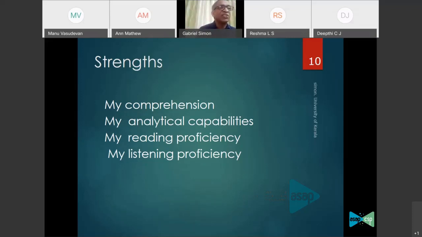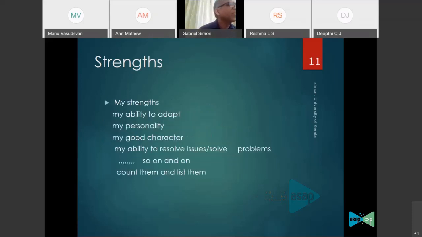Continuing with my strengths in slide number 11, I have my strengths in the form of ability to adapt, interpersonal skills, dealing with others. I have my personality factors. I have my character traits, my ability to resolve issues, and my ability to solve problems. So all these are basic strengths. It goes on and on.